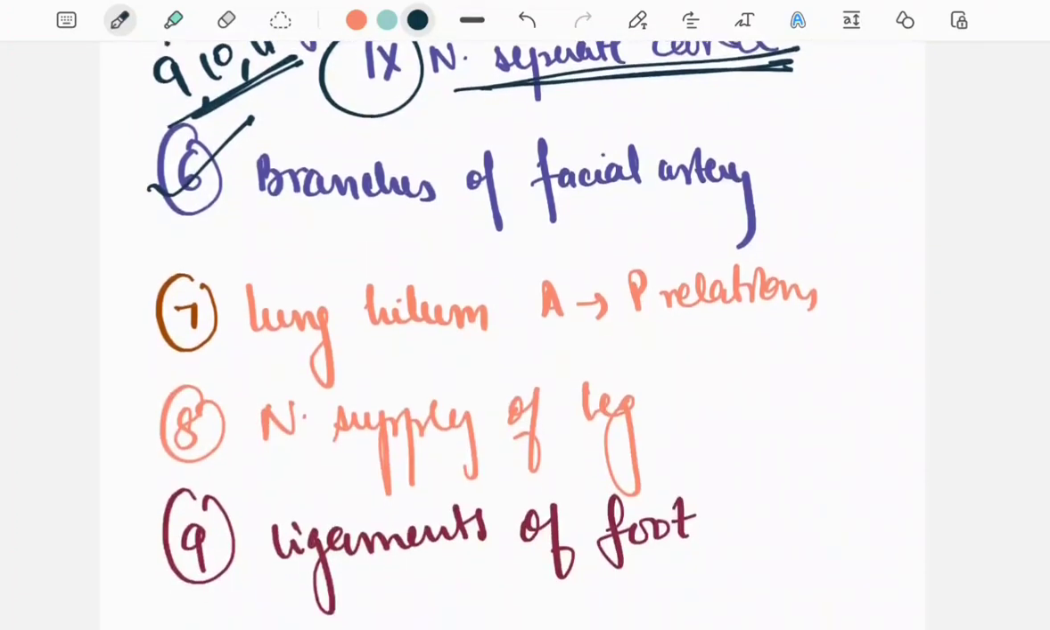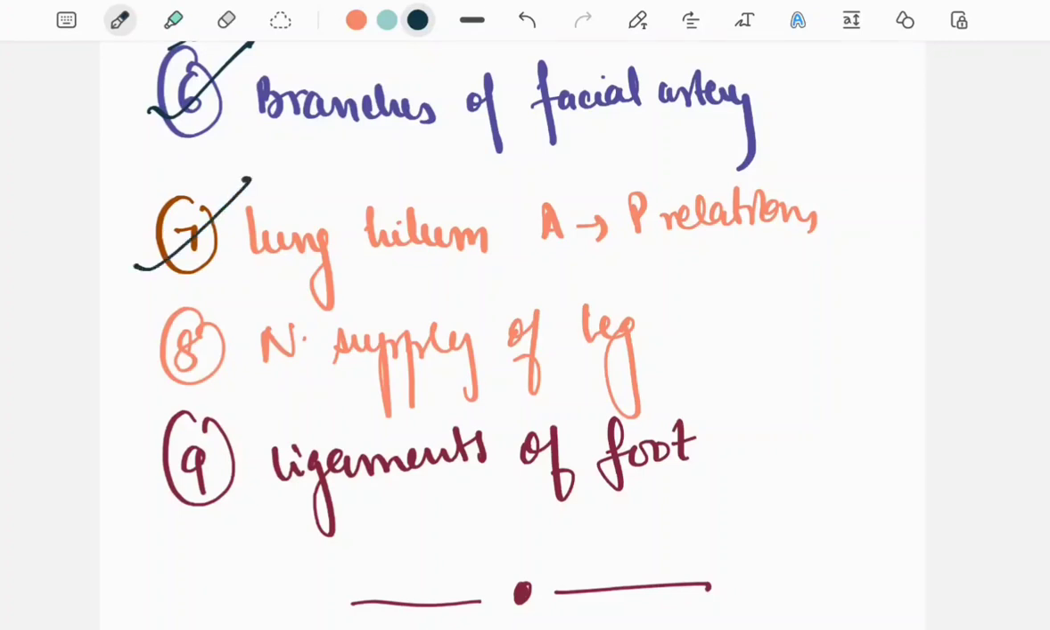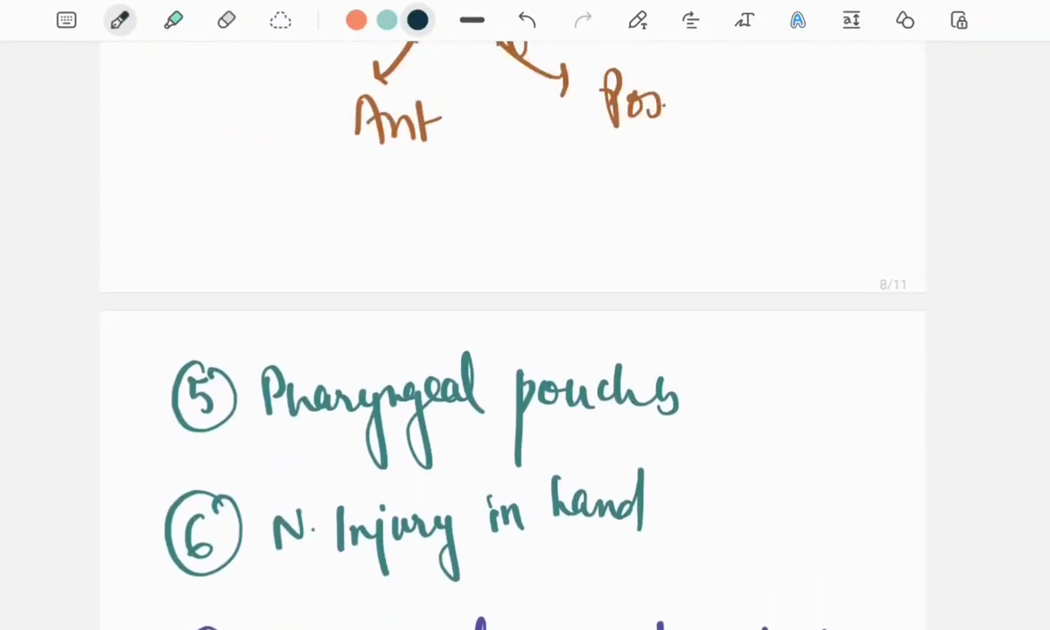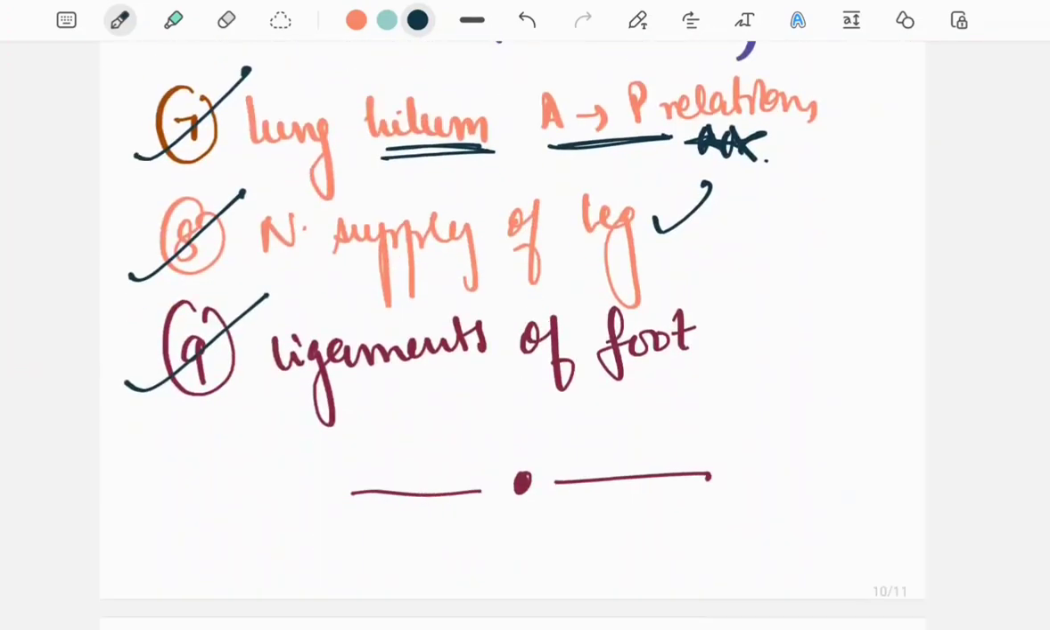Read about branches of facial artery. Then lung hilum relations from anterior to posterior, very important. Then do see the nerve supply of leg, which nerve supplies the thigh and all that, and ligaments of foot. So these were the topics. You can make a separate list of these topics and focus more on those areas.